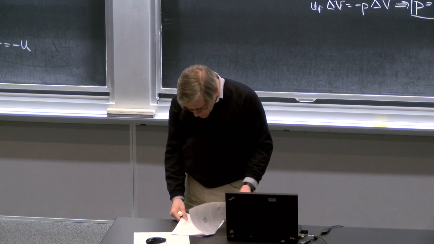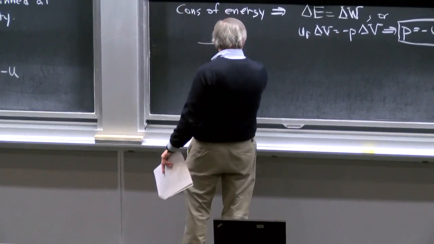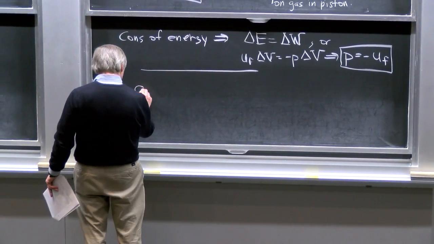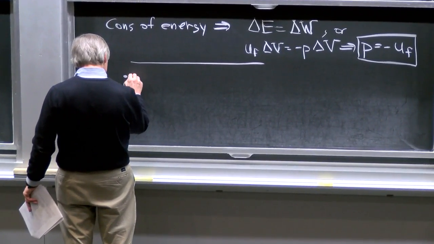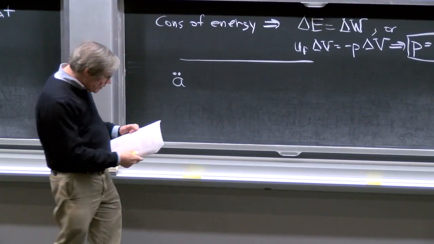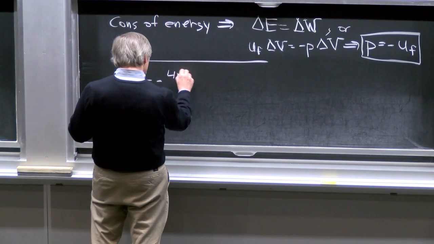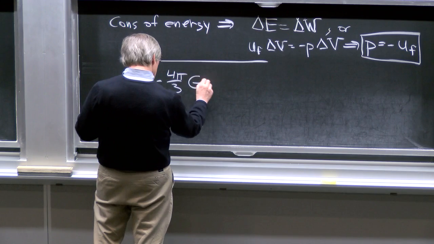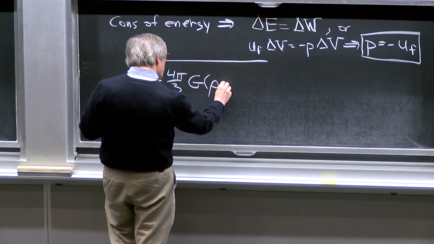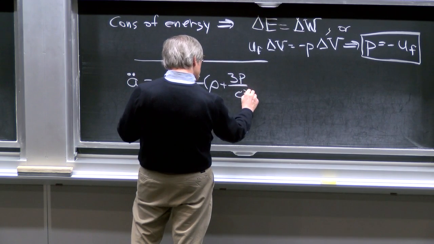Okay, now what are the consequences of this cosmologically? Well, we've also learned that we could write the second order Friedmann equation, which is the equation that really tells us what the force of gravity is doing. A double dot is equal to minus 4 pi over 3 G times rho plus 3 p over c squared.